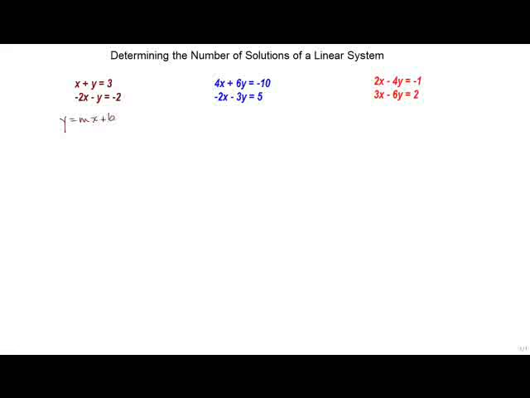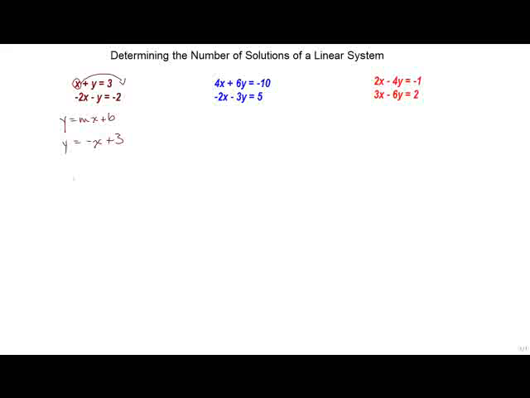So we have x plus y equals 3. We want to isolate our y. So we're going to have y equals, now it's a positive x on this side. When we move it across the equal sign, it changes from positive to negative. So we'll have negative x, and then we have our plus 3. Now we can tell that we have a slope of negative 1 and a y-intercept of plus 3.